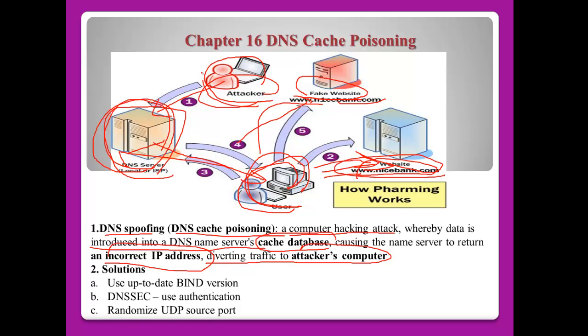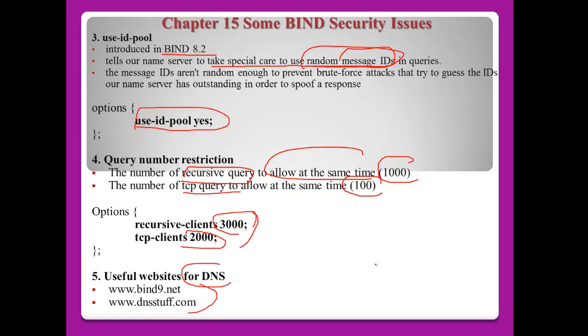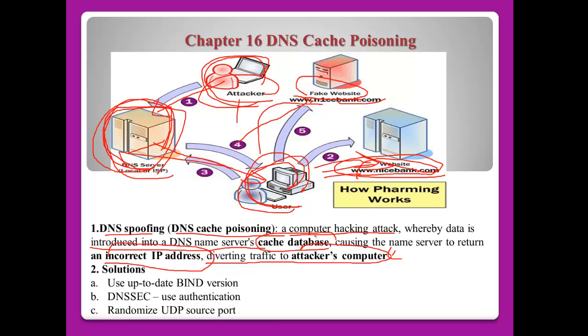When the attacker tries to poison this DNS cache, normally the attacker uses the DNS UDP port, normally 53, and the message ID. I already explained the message ID, so we need a random message ID. Using this message ID and the UDP source port, the attacker tries to poison this DNS server's cache.